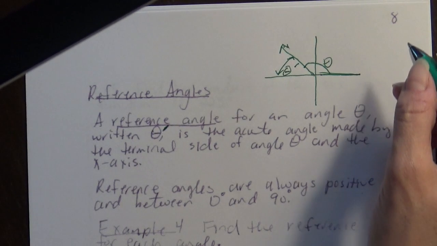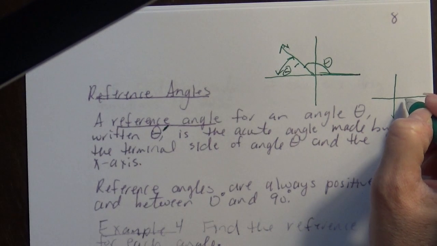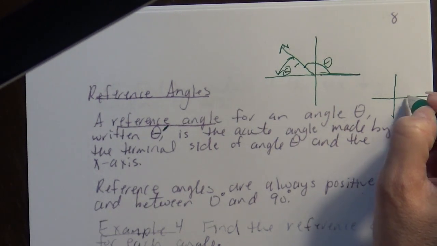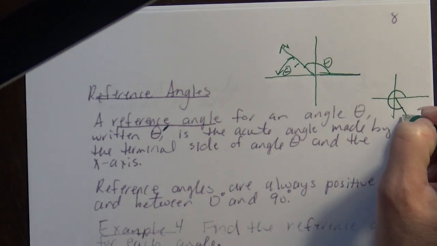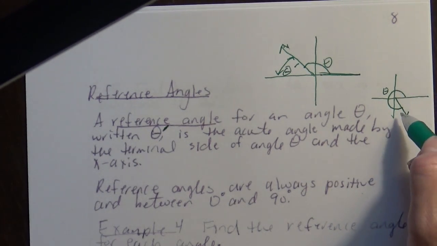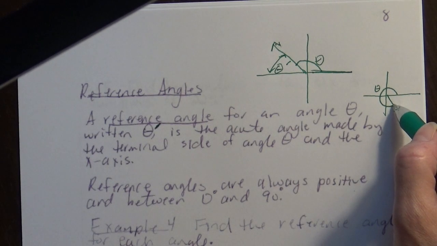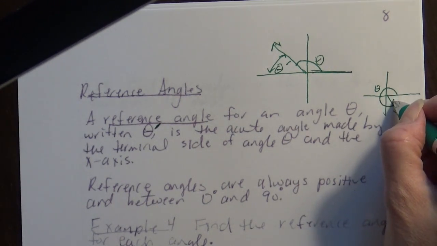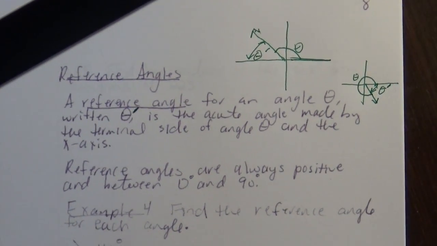Another way this might look, if we were to draw our angle theta beginning with our initial side over here, and then it comes around to quadrant 4. So this is angle theta. Theta prime is the angle that goes from the terminal side of the original angle to the x-axis. So the shortest distance from the terminal side of angle theta to the x-axis would now be from here to here. So this would be theta prime. These reference angles are going to be really helpful when we start looking at the unit circle.